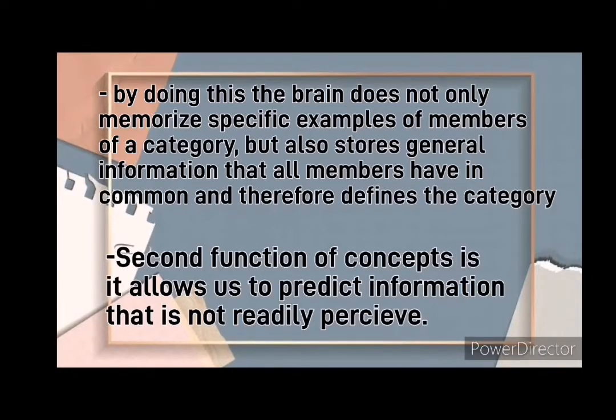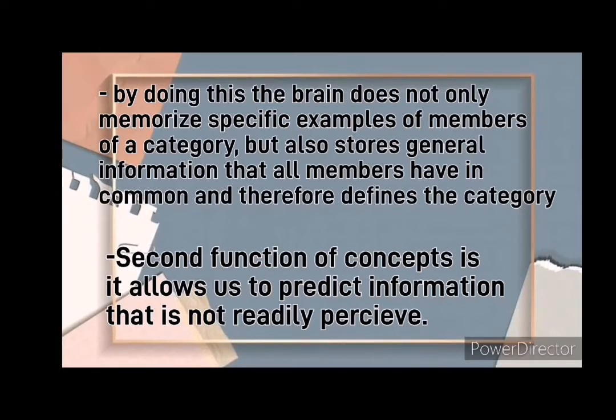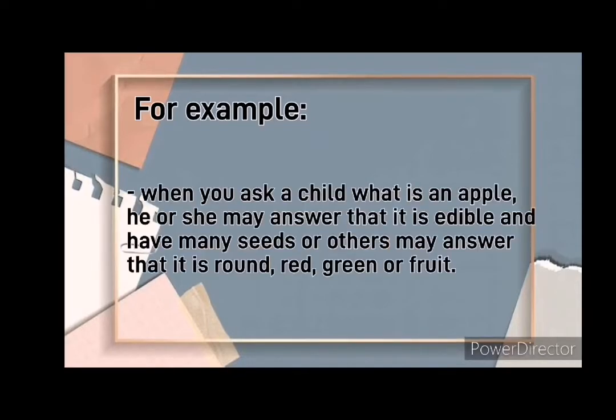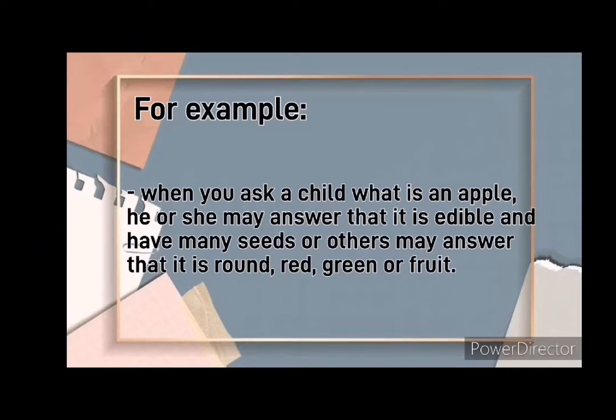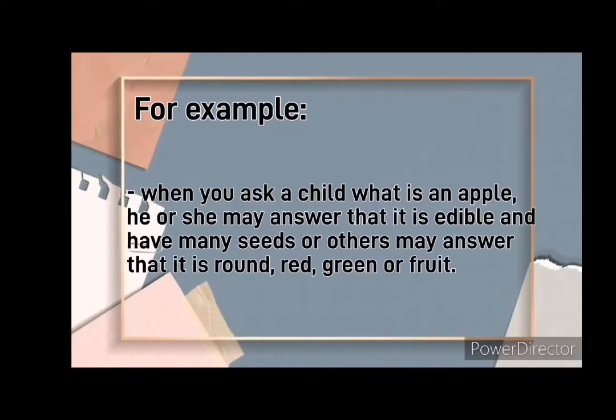The second function of concept is that it allows us to predict information that is not readily perceived or understood. For example, when you ask a child what is an apple, he or she may answer that it is edible and has many seeds, or others may answer that it is round, red, green, or a fruit.